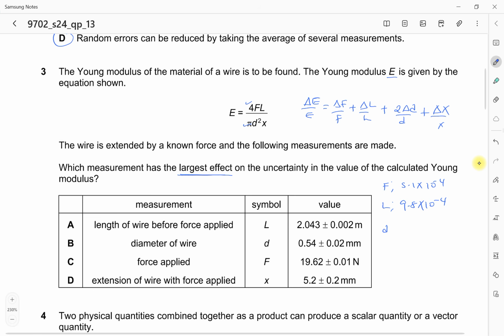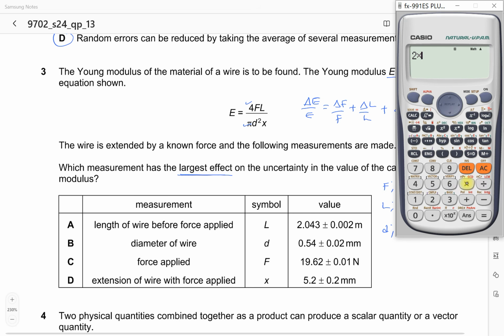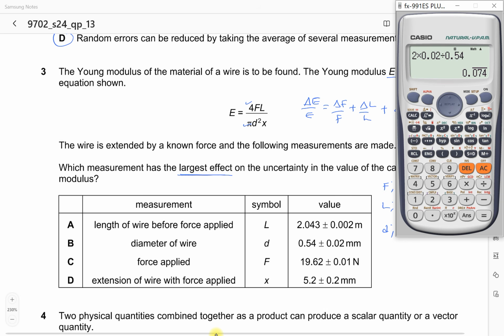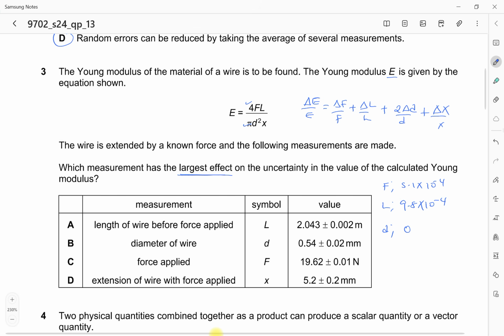Then for D, the fraction uncertainty is 2 times delta D over D. So it is 2 times the absolute uncertainty in D, which is 0.02, divided by 0.54. So this is giving us 0.074.